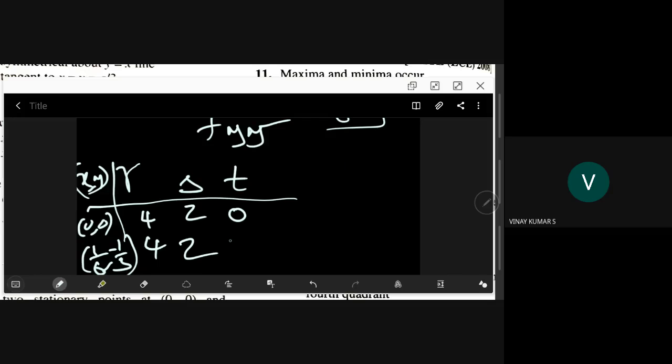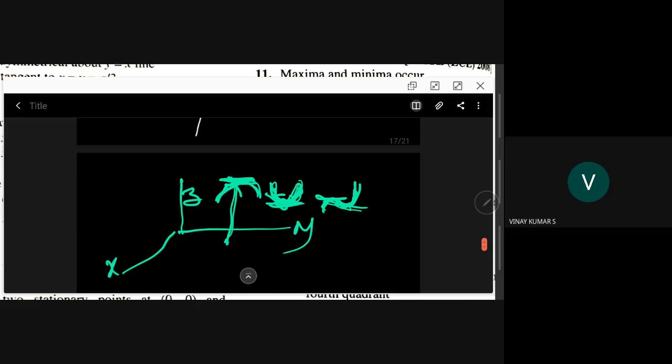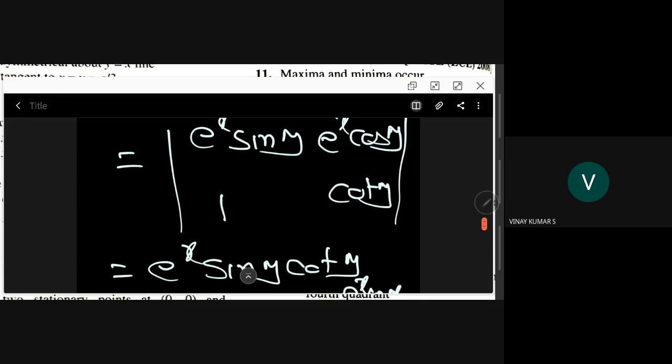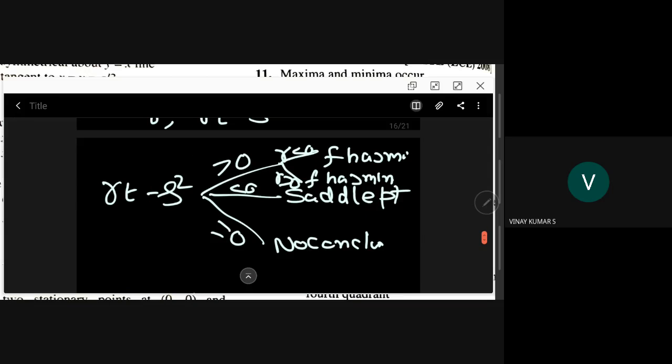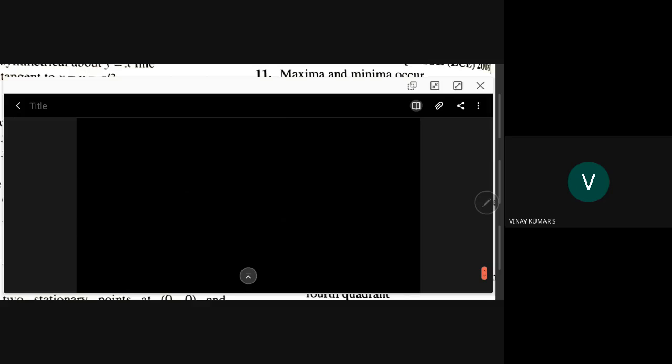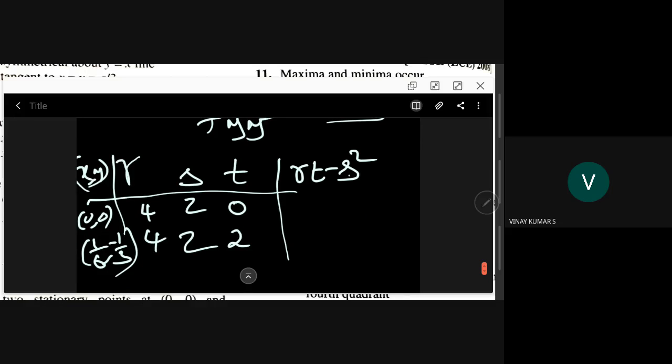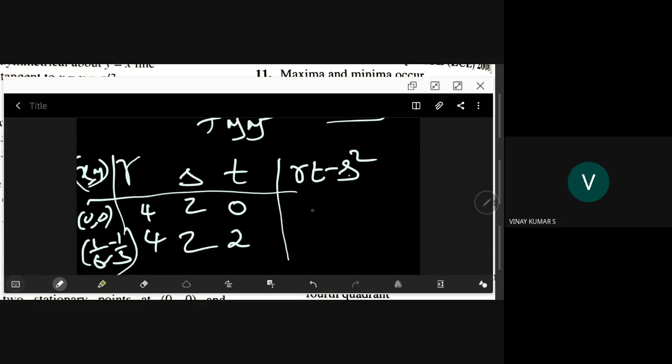So now you just compute RT minus S square. Is it right? It is RT minus S square, I think. Yes, in my notes here also we have RT minus S square. Good. RT minus S square in this case is, at the first point, minus 4, and at the second point RT is 8, minus S square is 4.